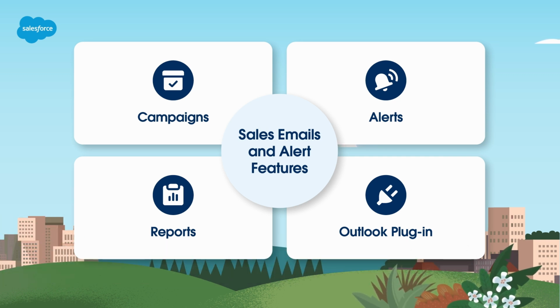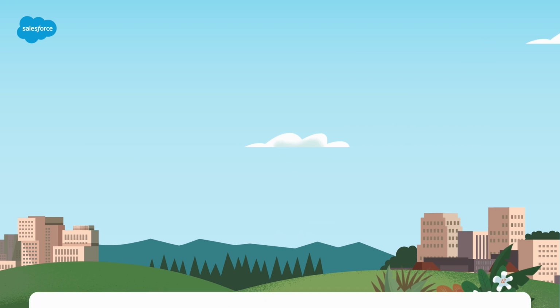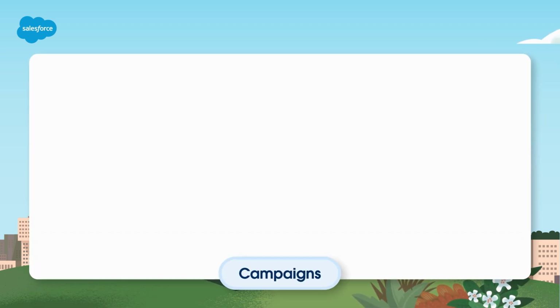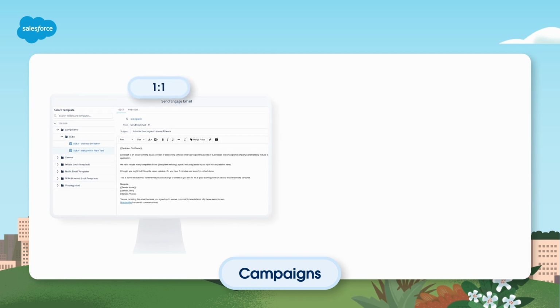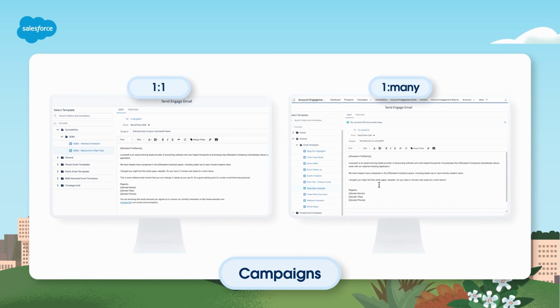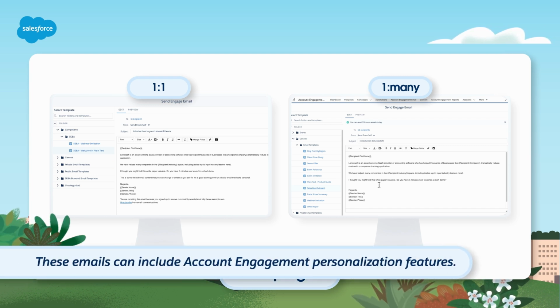So what tools do you get with Sales Emails and Alerts, and how would you use them? First, we have campaigns, formerly known as Engage campaigns. With campaigns, sales users can send one-to-one or one-to-many emails directly from the lead, contact, opportunity, account, and campaign objects in Salesforce using email templates that have been designed by their marketing team. These emails can be customized, are tracked, and can include account engagement personalization features like dynamic content and merge fields.